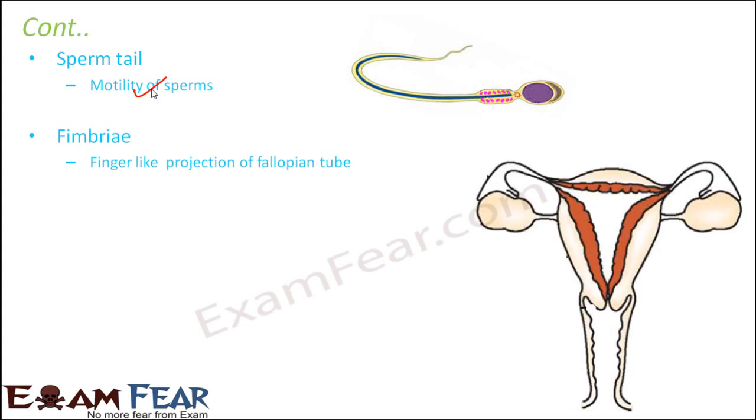Fimbriae, these are the finger-like projections which are present on one end of the fallopian tube. So you have fimbriae being present here. It is present towards that end of the fallopian tube which is closer to the ovary. So what do these fimbriae do? They are like finger-like projections or hair-like structures. They help to push the egg from the ovary into the fallopian tube. So they help in the process of ovulation. They collect the egg from the ovary during ovulation. That is a very important function which is performed by the fimbriae.